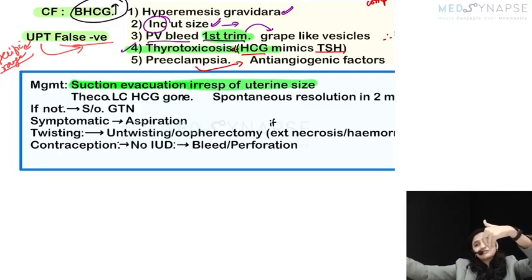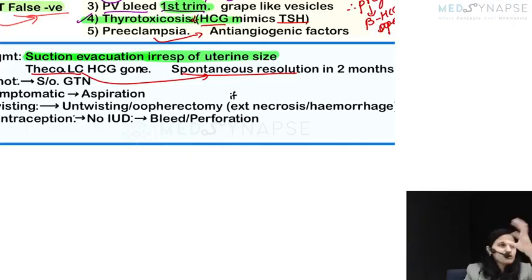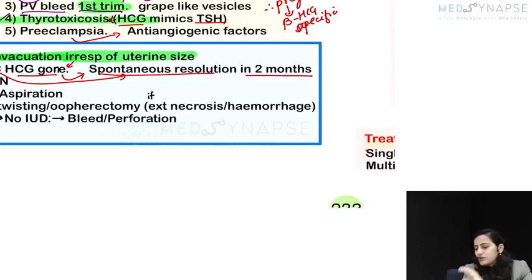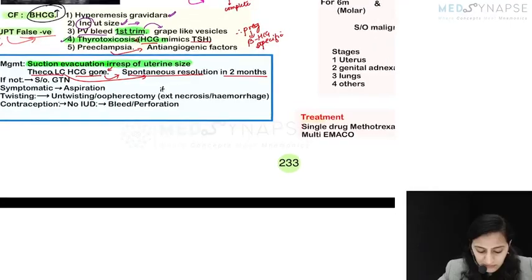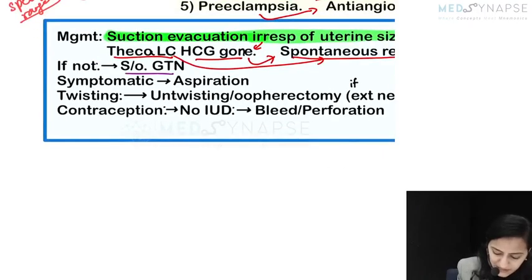How about the theca lutein cysts in the ovary? What should I do for them? Theca lutein cysts, the majority of the time, resolve spontaneously. Why? Because when I do the suction evacuation, the HCG is gone, so the stimulation is gone, so the theca lutein cysts will also go. They should resolve spontaneously within 2 months of suction evacuation. If they do not disappear, they are persistent. That means then what am I thinking of? Neoplasia.